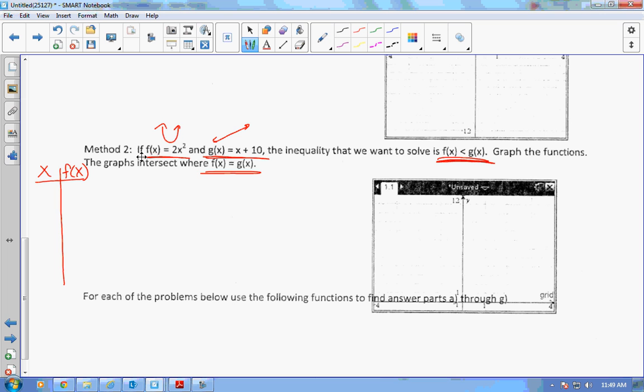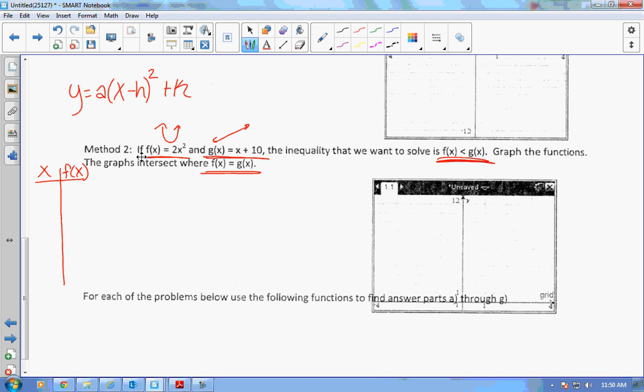F of x is interchangeable with y, so this is like an xy table. We want parabolas, when we're graphing, to be centered at the vertex. Does anyone know the vertex for 2x squared? It's a point. The point for the vertex. 0, 0. Do you know why? K is 0. After the squared, there is nothing.